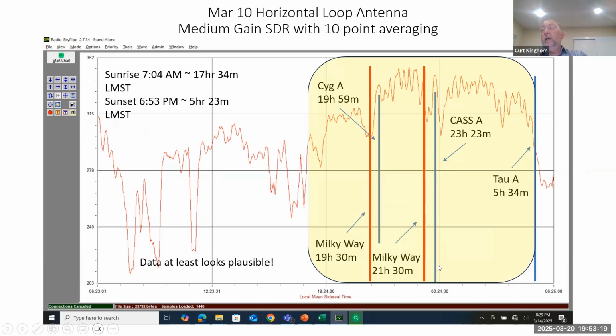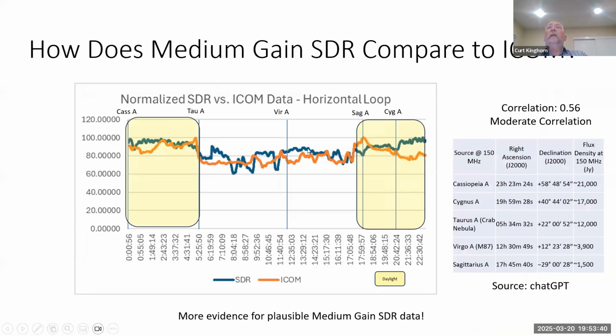And here's Cassiopeia A, and right where I expect to see Cassiopeia A, I see a peak. And here's Cygnus A, and right where I expect to see Cygnus A, there's a peak. So now it at least looks plausible. Things are sort of matching up, whereas they didn't match up before. When I went to medium gain, I compared my software-defined radio to the ICOM, and we'll talk about correlation in a minute, but the data is actually pretty correlated. That gave me confidence that my software-defined radio was giving me the same kind of results as I would be getting with my ICOM.